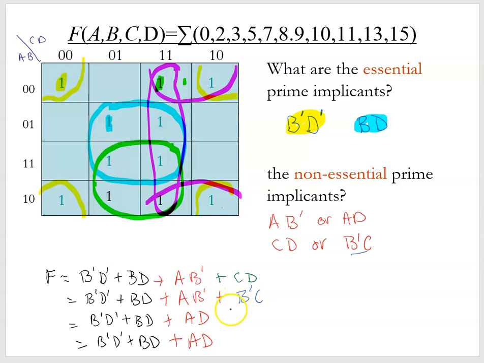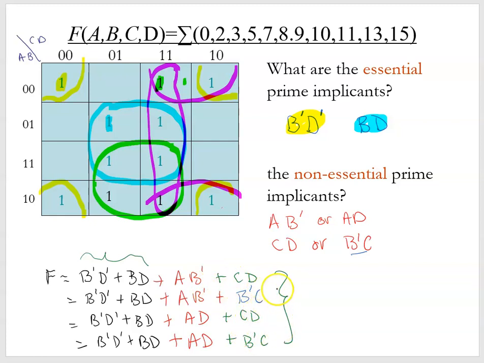So we have our CD or B prime C. So we have 4 different possible equally minimized implementations of this sum of min terms, or this map, that will give us, each of them will give us the sum of 4 product terms. Each of the product terms would have 2 variables. Each of the minimized functions would require us to be using the essential prime implicants, but we have some options in the non-essential prime implicants for our final implementation.